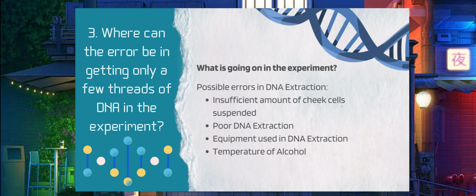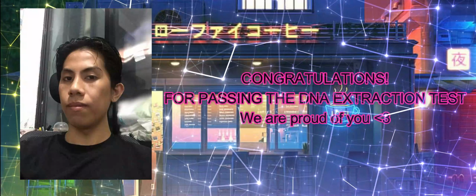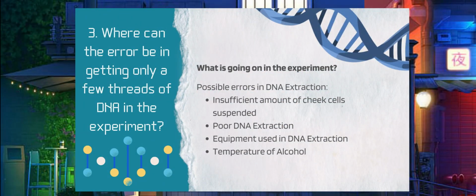And going back to the question, when we were investigating, we observed that some of us were unable to see clumps of our DNA clearly, but fortunately, Mr. Nismal was able to extract part of his DNA. As a result, after the experiment, we noted some potential errors in getting a few threads of our DNA. First, there aren't enough cheek cells in suspension because the experimenters only gargled for 30 seconds, while in other experiments, the mouth must be vigorously rinsed for at least 60 seconds to harvest loose cheek cells.